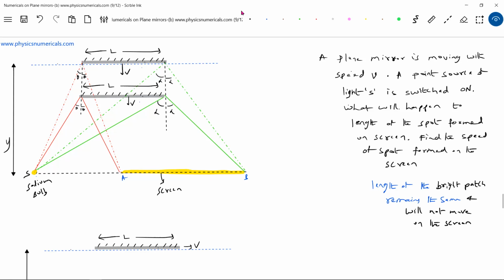If you find it very difficult, take a scale and protractor. Or else you should draw a diagram. You can draw a diagram where you can show it wrong, but you have to be careful with the angles. Got the idea? So the length of the bright patch remains the same and the patch will not shift either. Got it? Okay, now the last one more condition.